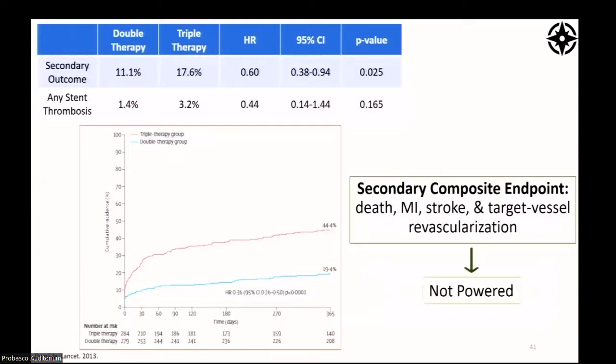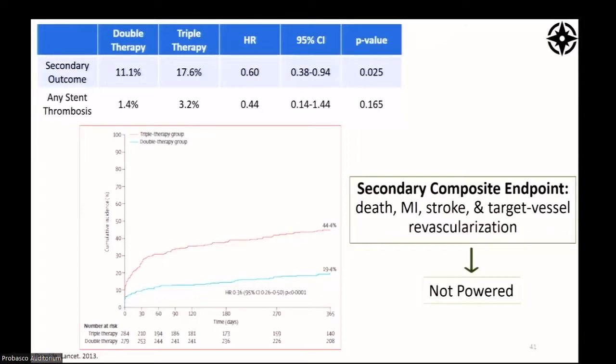So this graph shows the secondary composite endpoint. And I will just go ahead and preface that we should interpret these results with caution. So you can see that there is a statistically significant difference in the endpoint. However, this trial was not powered to detect non-inferiority. The component that caused this difference seen in the graph the most was all-cause death, with 7 patients in the dual therapy group and 18 patients in the triple therapy group. And concerning stent thrombosis, there was not a statistically significant difference.